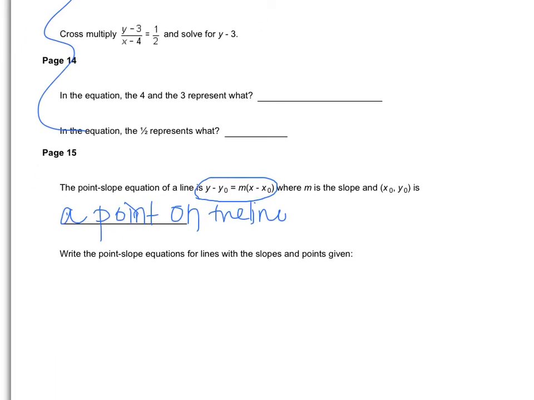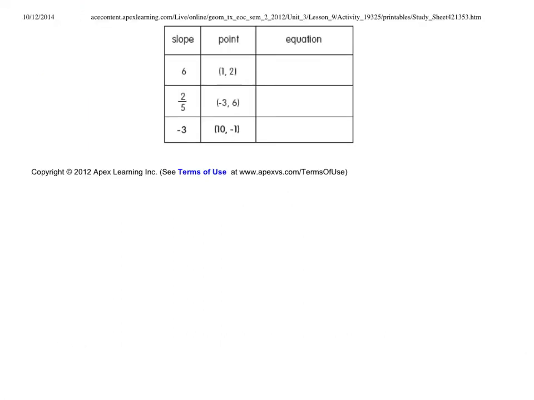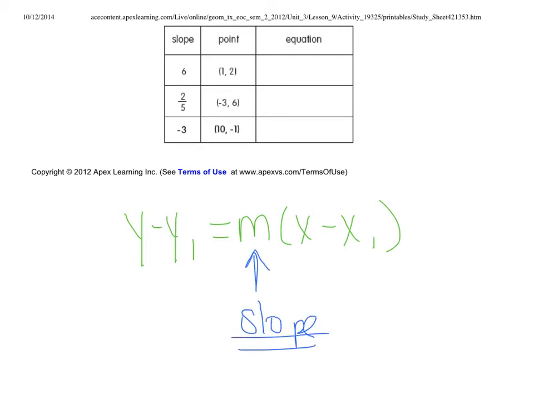So we're supposed to write the point slope equations for the lines with the slopes and the points that are given. So point slope formula says y minus y1 equals m times x minus x1. M is always the slope, every single time. The x1 and the y1 come from the point that you're given. And I want you to notice that in this formula, they're both negative. So when they give you the point, when you put it in the formula, it's always the opposite sign.